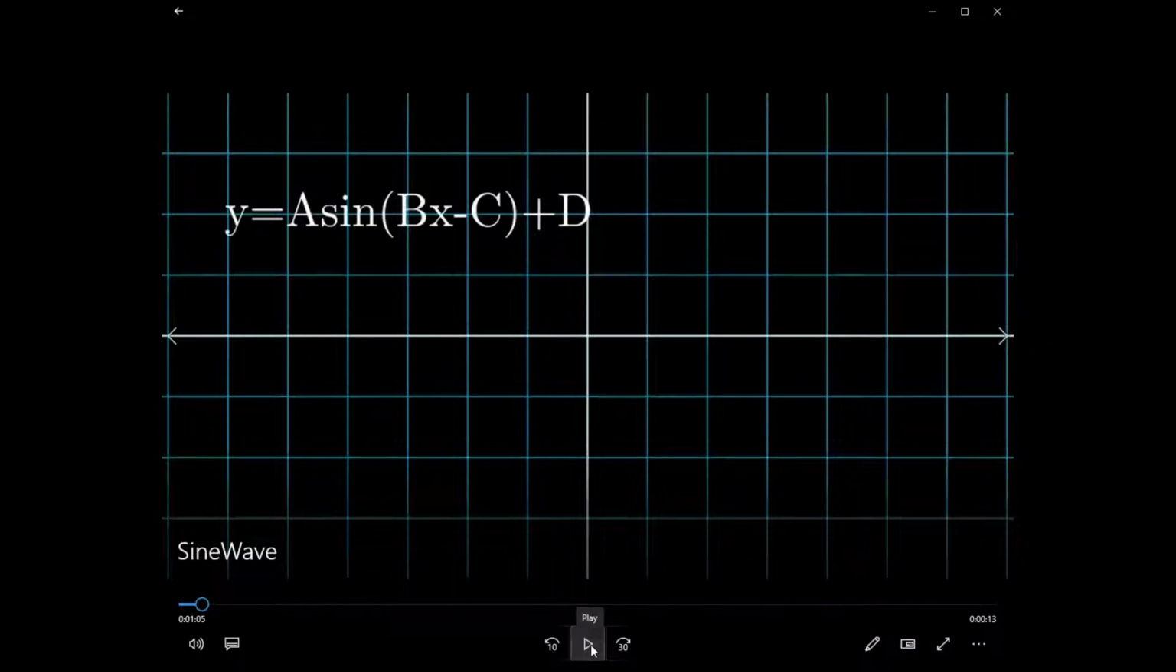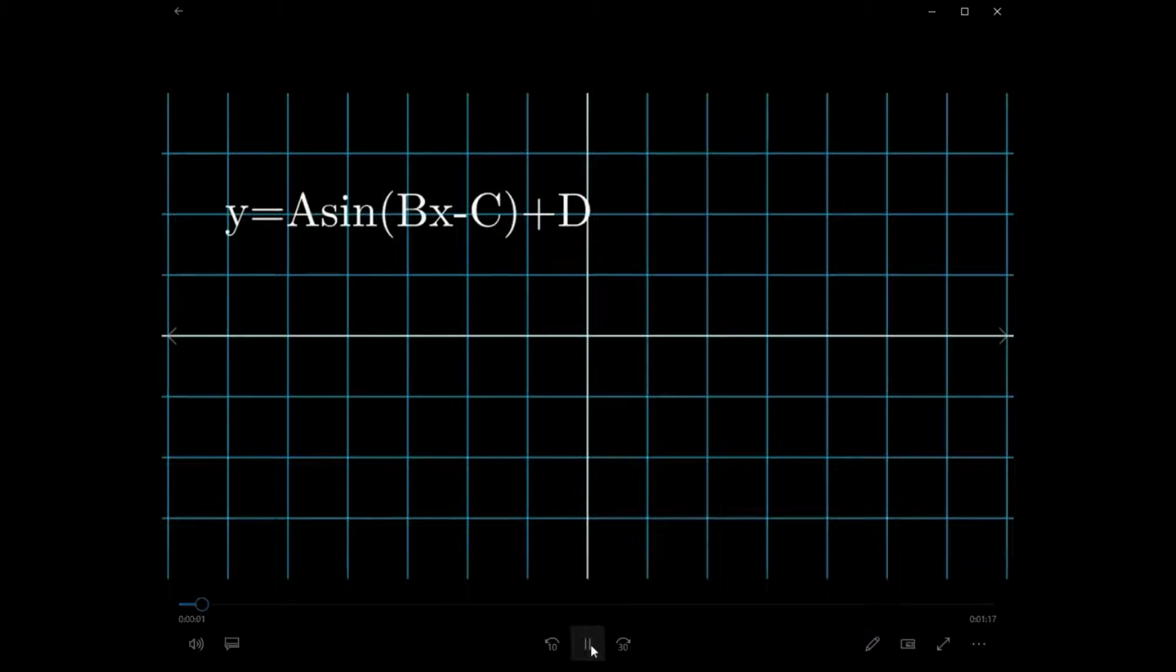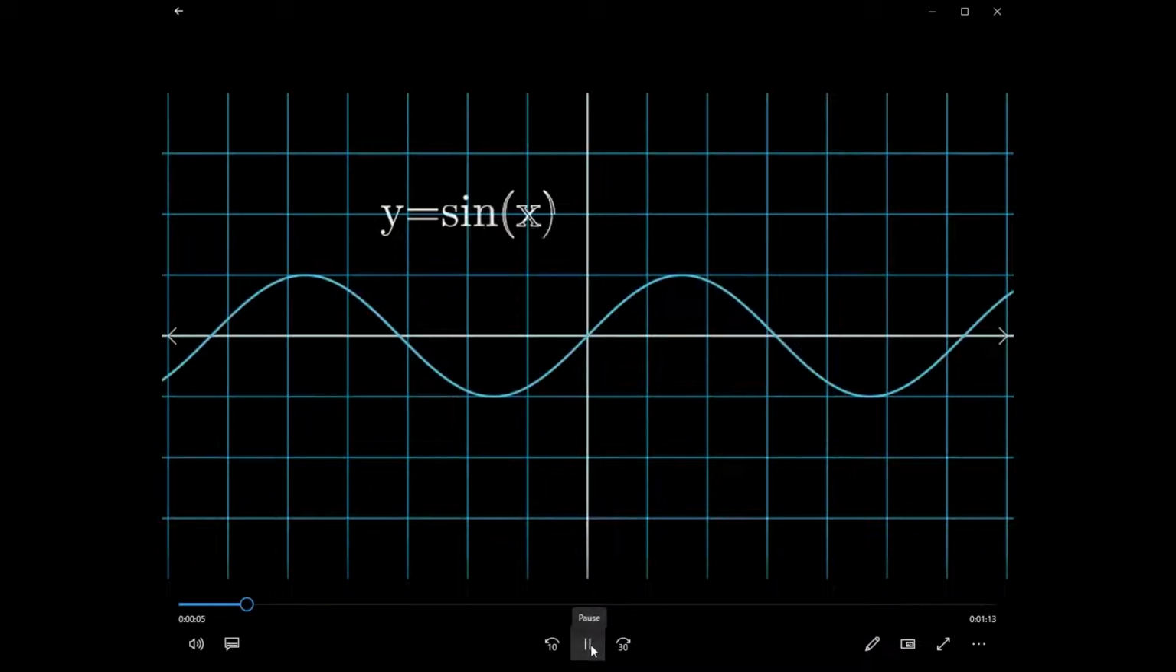So here we have the general sine equation, and that is y equals a sine of b times x minus c plus d. And each of the different variables has a different effect on the transformations of the sine equation. Now, the regular sine equation, y equals sine of x, starts at the origin and repeats itself every interval of 2 pi.